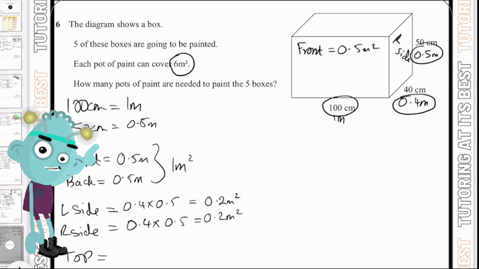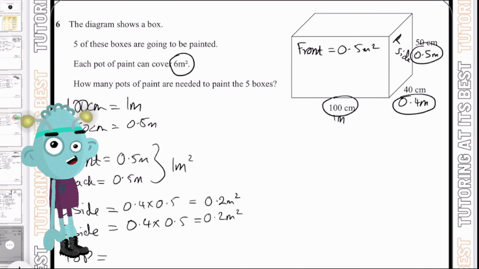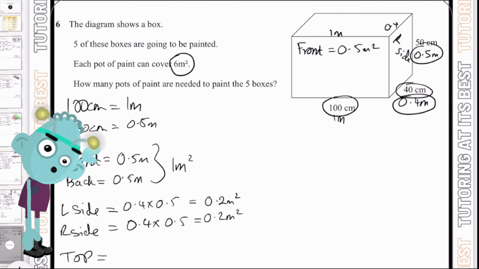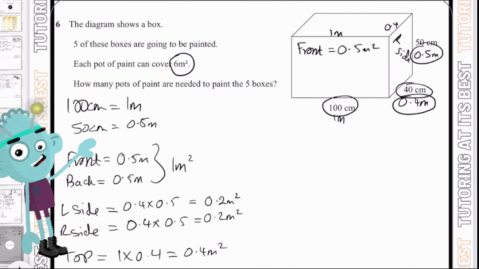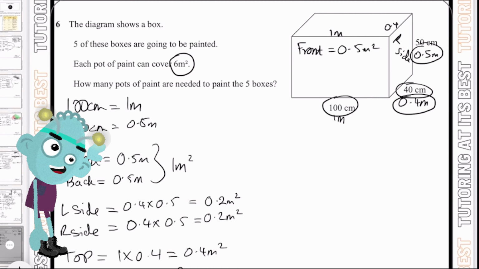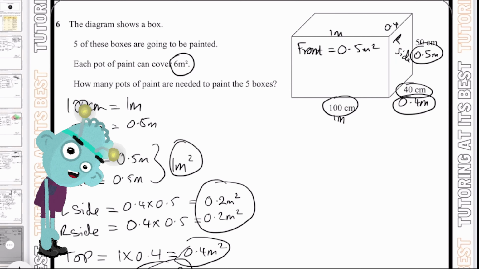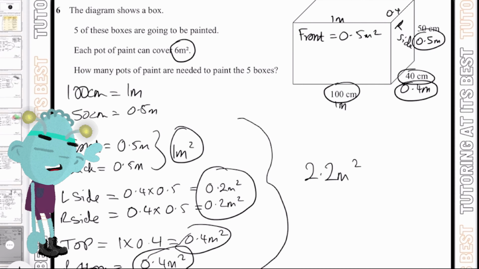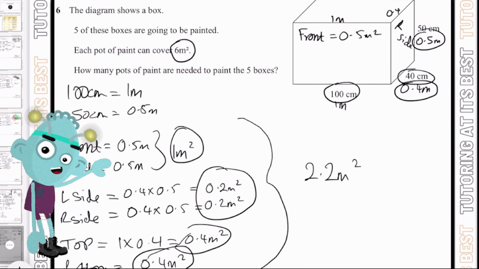So let's go for top and bottom. Again, because it is a box, we know that our top and bottom is going to be the same as it's in the shape of a cuboid. So we know our length is going to be 1 meter by 0.4 as it is in the bottom here. So again, 1 times 0.4 will give us 0.4 meters squared, and it's very much the same for our bottom. So now what do we need to do? We need to simply go ahead and add all of our values. And that would give us 2.2 meters squared. So now we've got our total area, which is 2.2 meters squared.